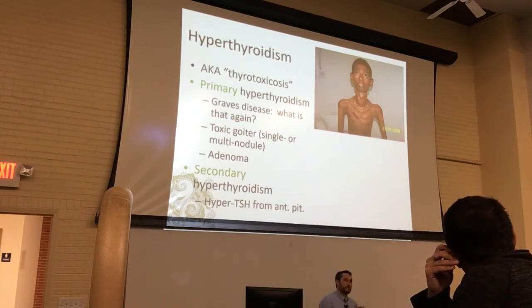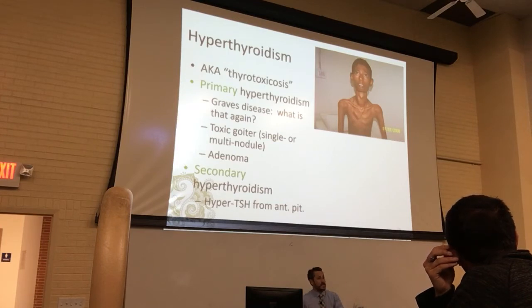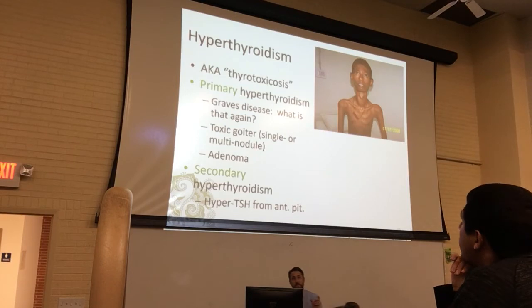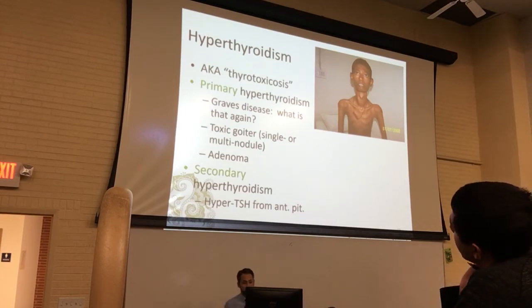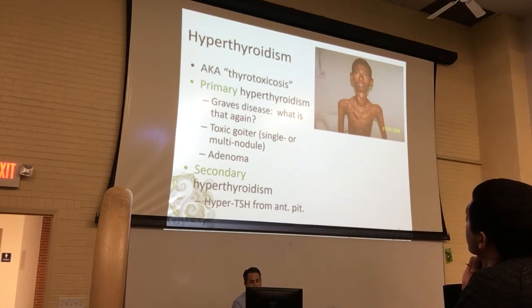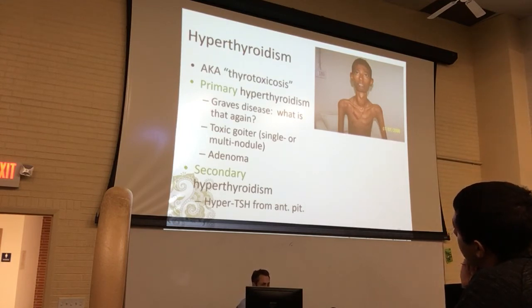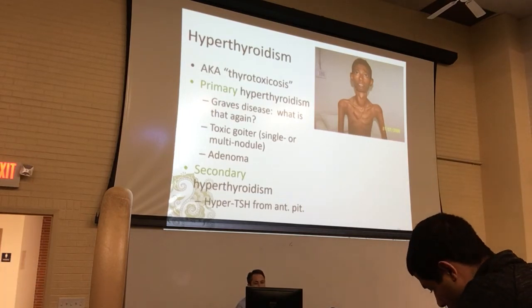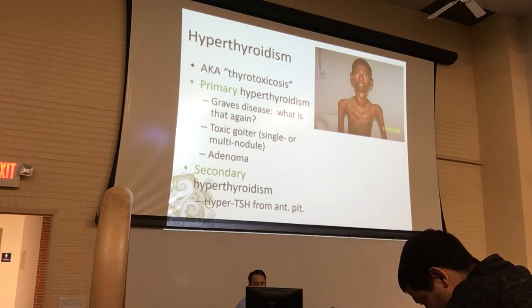Because this is a type 2 hypersensitivity, and now we're talking about endocrinology, right? So the TSH receptor, you have an autoantibody that binds to it and stimulates it. So now you stimulate the thyroid hormone to be made, even though you're not supposed to. So Graves' disease is a type 2 hypersensitivity. Then the last one is a toxic goiter, whether it's a single or it's a multi-nodule.